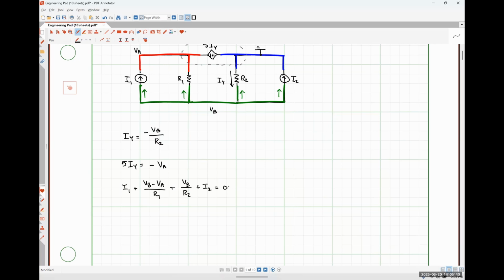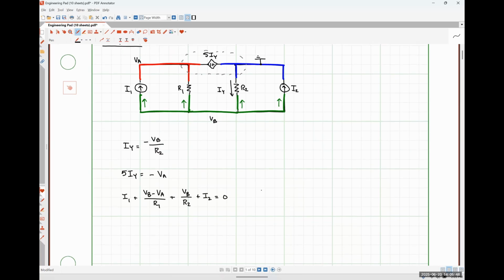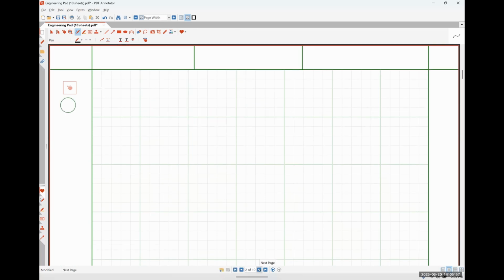Any other questions about either this problem or any other problems? All right, well then let's mix it up with mesh analysis.